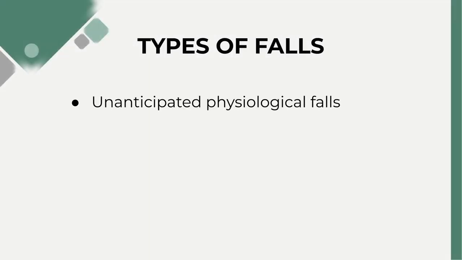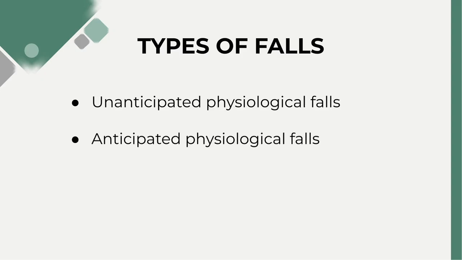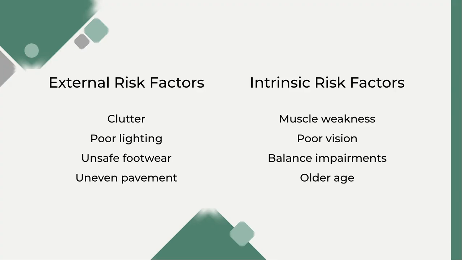non-modifiable factors. In our last lecture, we talked about the three types of faults: unanticipated physiological faults, anticipated physiological faults, and accidental faults. We discussed how anticipated and accidental faults could be predicted based on factors like balance, strength, and environmental hazards. So, I also introduced the idea of intrinsic and extrinsic risk factors and whether the risk is coming from within the body or the environment around us. Today, we're going to build on that foundation and dive a little bit deeper.